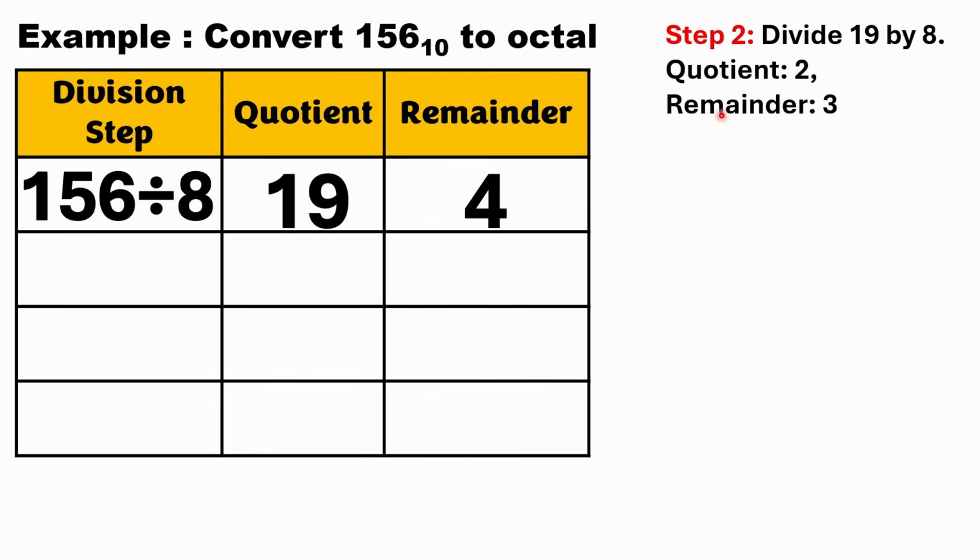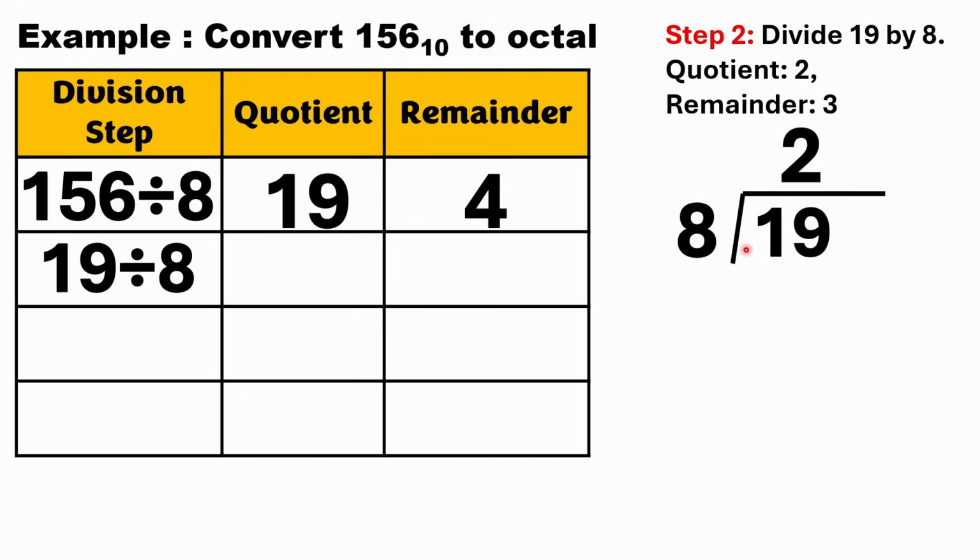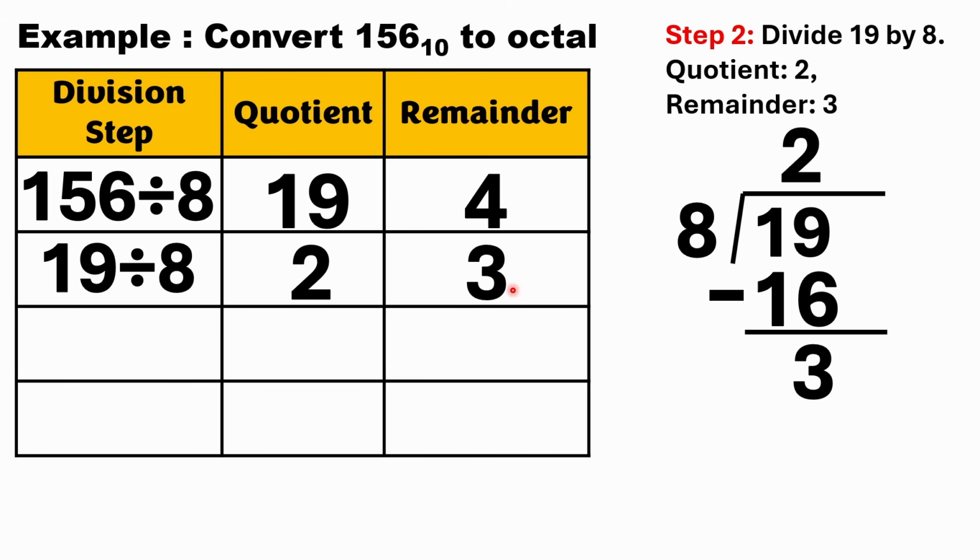Okay, we have the next step. We divide 19, which is the quotient, by 8. So we divide 19 by 8. We have 19 divided by 8 is 2. So 2 times 8 equals 16. Then 19 minus 16, the answer is 3. Therefore, now our quotient is 2 and our remainder is 3.